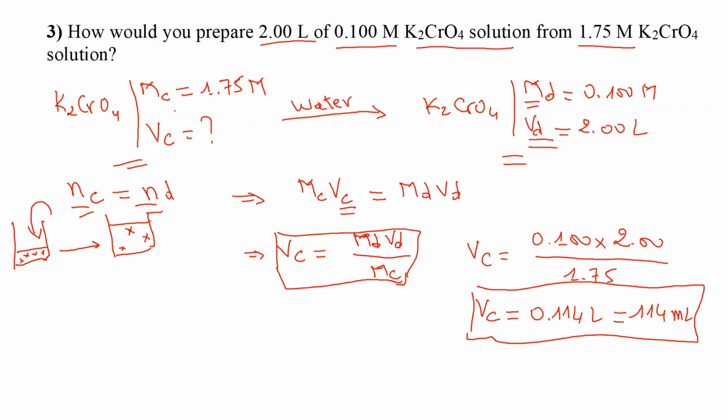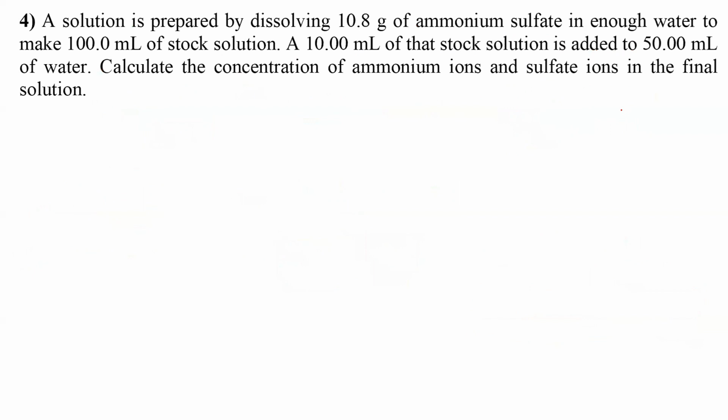I will give you a concentrated solution and I tell you to prepare this solution. So you need to do this calculation to know that you have to take 114 ml of the concentrated solution and dilute it with water to 2 liters, and that solution will be 0.100 molar. Okay. Let's move to problem number 4.